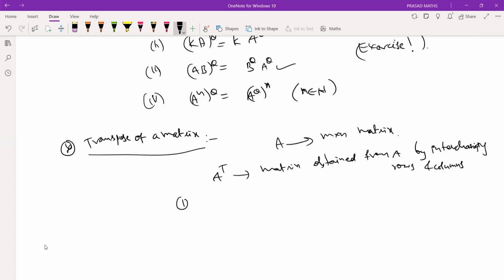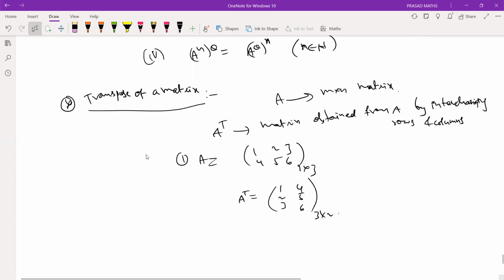Suppose your matrix is 1, 2, 3, 4, 5, 6. This is a 2 by 3 matrix. What is its transpose? This is all basic matrix theory. So this is a 3 by 2 matrix. This is A transpose. And next, properties.